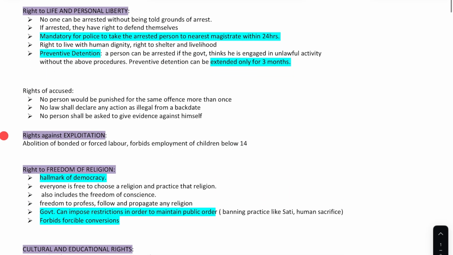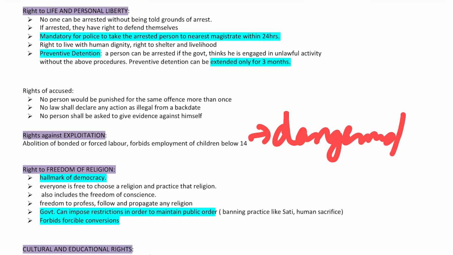Then the rights against exploitation. Rights against exploitation are given in 23 and 24. Abolition of bonded or forced labor, forbids employment of children below 14 in dangerous or hazardous activities.